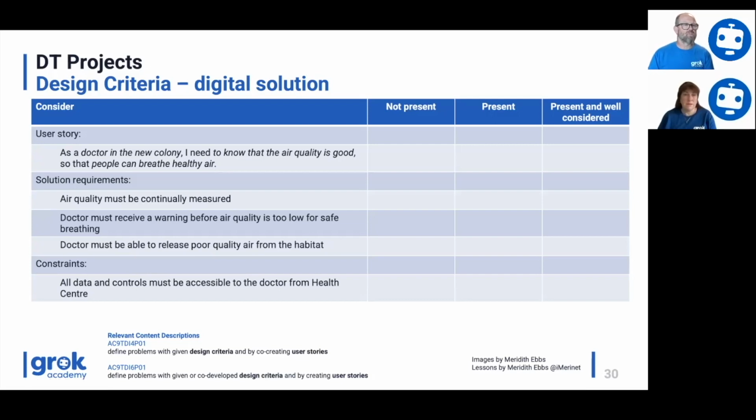And the doctor must be able to release poor quality air from the habitat as a solution. So if the problem occurs, what can the doctor do? They can control that digitally by logging in and saying, open the vents, and something happens that opens vents to release some of this bad air. And constraints: all data and controls must be accessible to the doctor in the colony's health centre.